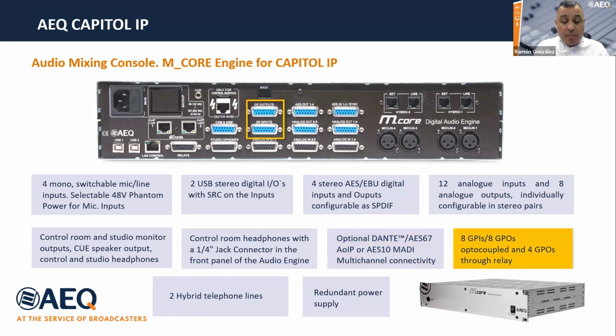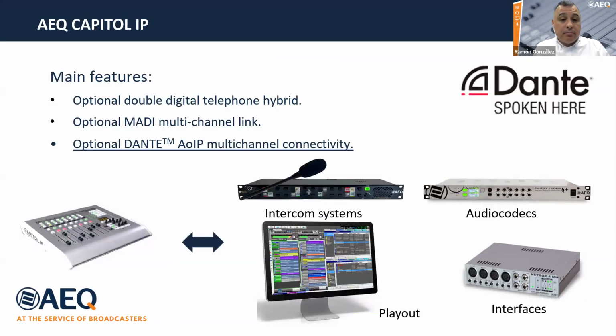General purpose input and output ports. This is another option that we have, which is related with hybrid telephones for POTS lines. We can provide this module integrated in order to integrate two lines in the engine. And finally, a second power supply if you need it. As I mentioned before, Capital IP can provide three options for the engine.